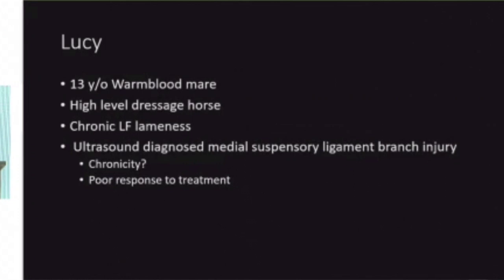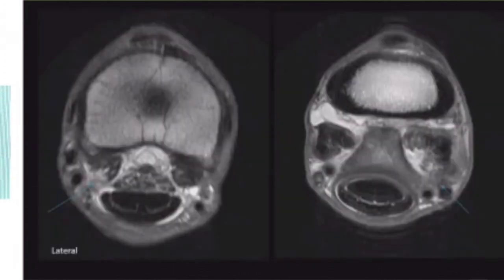An important thing to keep in mind for suspensory ligament branches when you ultrasound them is they will continue to look abnormal once the horse is clinically normal. So once the horse is healed and back in full work, you can see persistent abnormality despite being clinically sound. She had an ultrasound of the whole fetlock area, and this was the main finding. And so because of that, she went for an MRI.